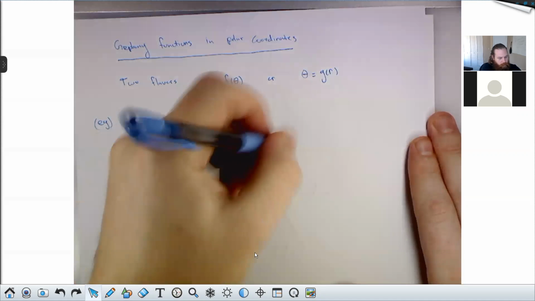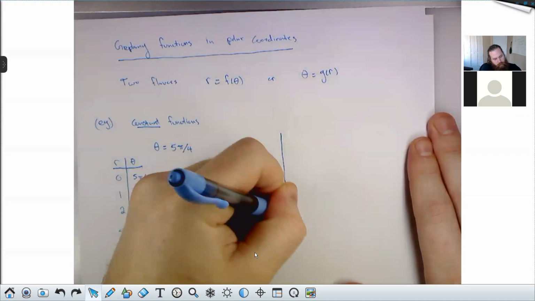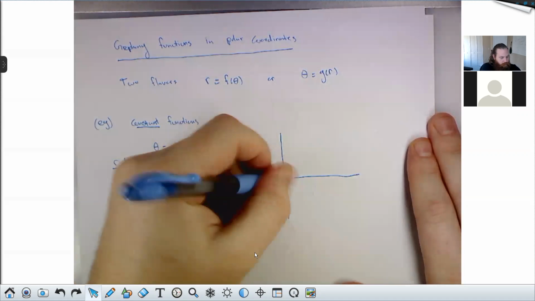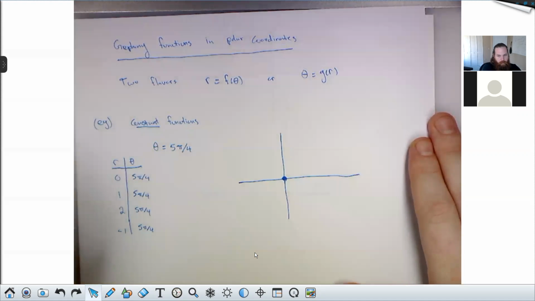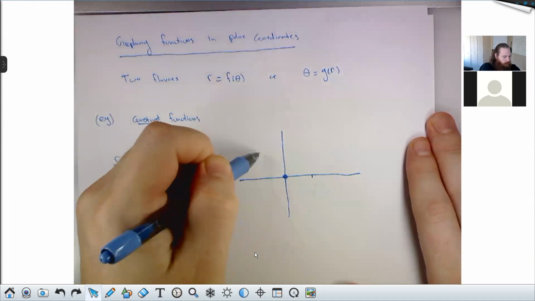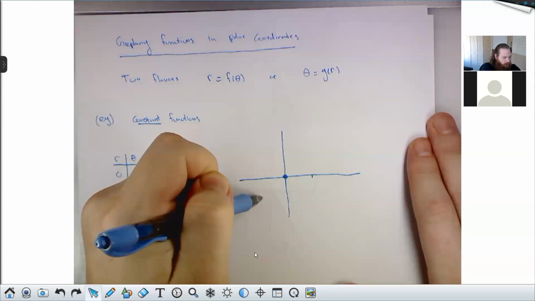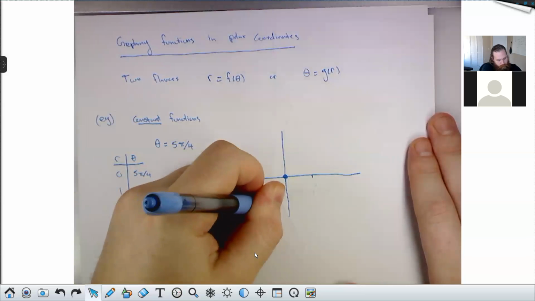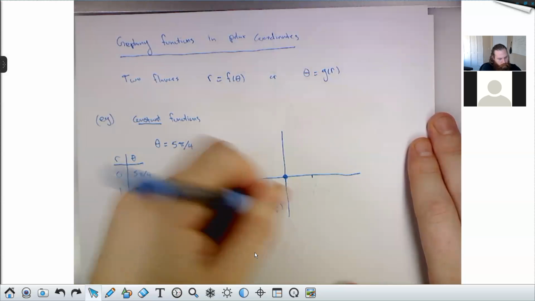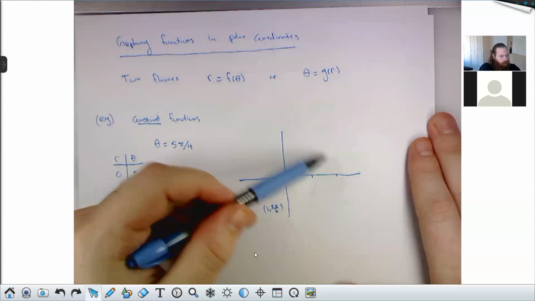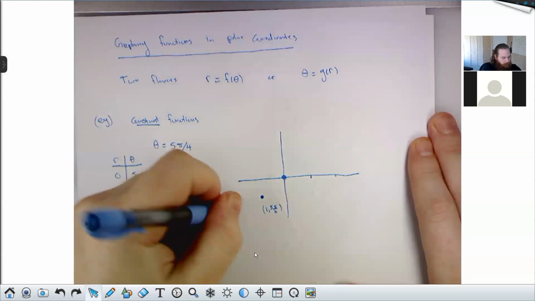So let's plot these polar points. Okay, the polar point 0 comma 5 pi over 4. R is 0, so we're still at the pole there. The polar point 1 comma 5 pi over 4, I go out 1. And then I need to rotate 5 pi over 4, so that's 1, 2, 3, 4, 5 pi over 4. So here's the polar point 1 comma 5 pi over 4. 2 comma 5 pi over 4, so I go out 1, 2, and then I rotate around 5 pi over 4. That's going to put me here.